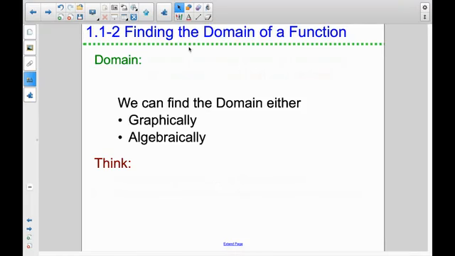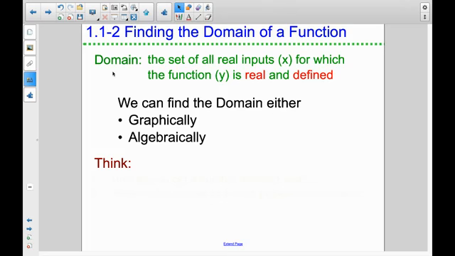So in this lesson, we're looking at how to find the domain of a function. First of all, we need to know what a domain is. The domain of a function is the set of all real inputs for which the function is real and defined. So basically, we have to get y values, f of x values, that are real and defined. And so we have to limit our inputs to any values of x that will make the y's that come out be real and defined.